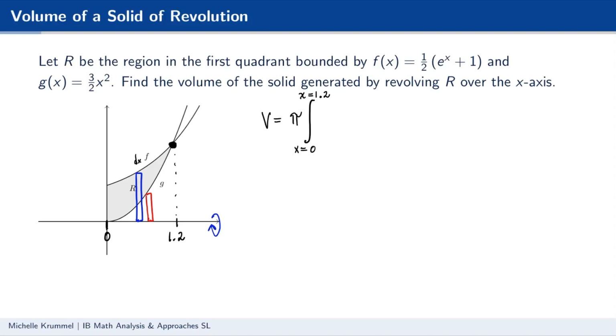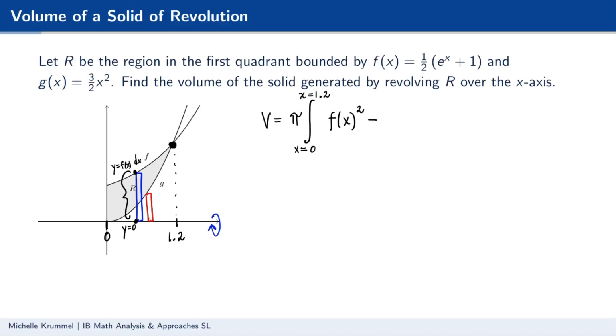I'll just write 1.2. Now we want the outer radius, which is this vertical distance right here. So I do the top y, which is f of x, y equals f of x, minus the bottom y, y equals 0. So f of x minus 0, that vertical distance is just f of x. So it's f of x, and then I square my radius.